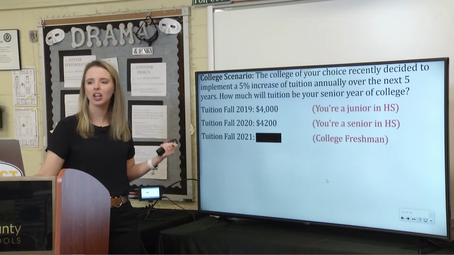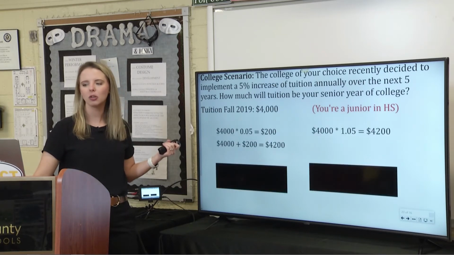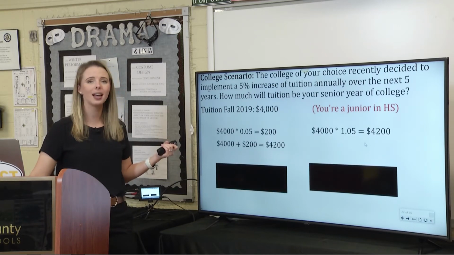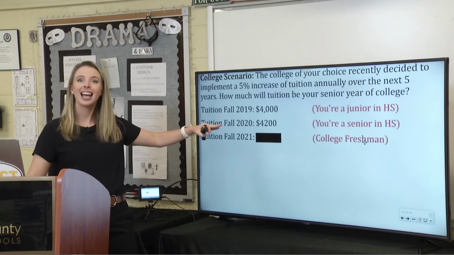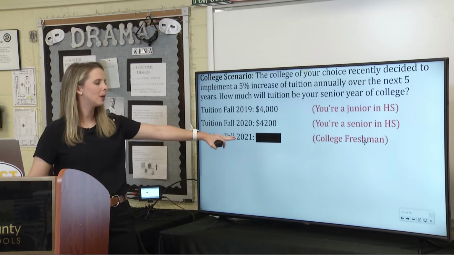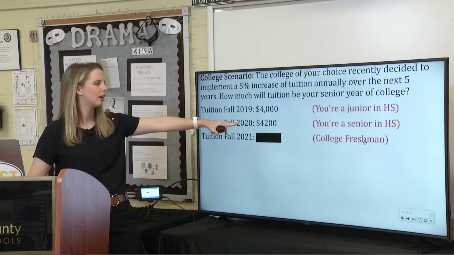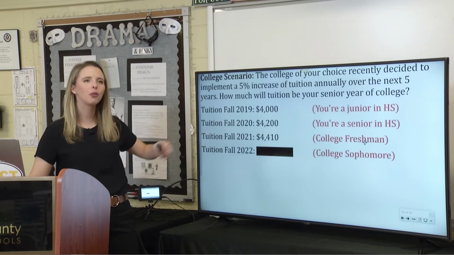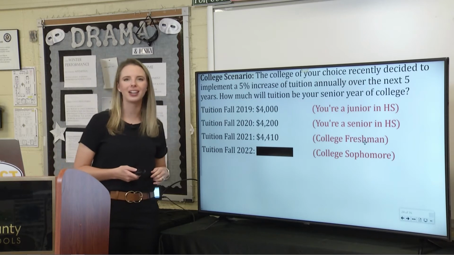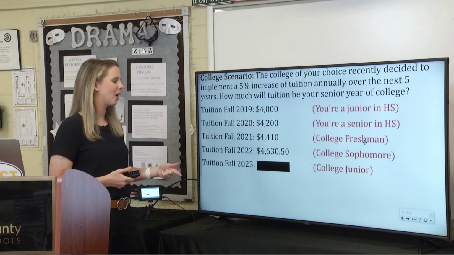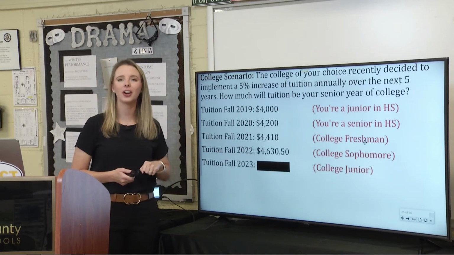Maybe you did the first way. Maybe you did this two-step way and you decided to go into one step. But it's the same idea, right? For our freshman year, we need to figure out what is 105% of $4,200. That's $4,410. What about your sophomore year? The same thing, right? Which is now $4,630.50.